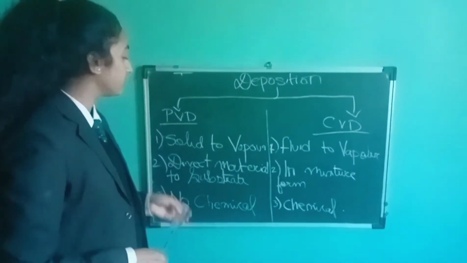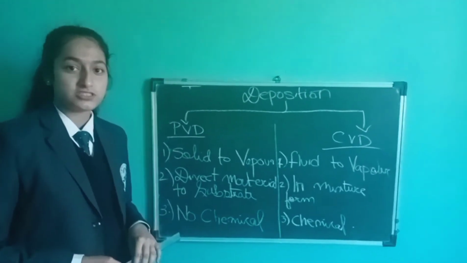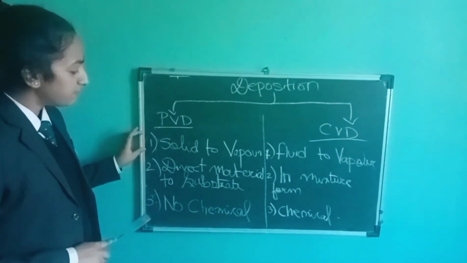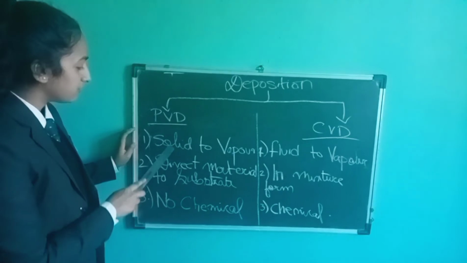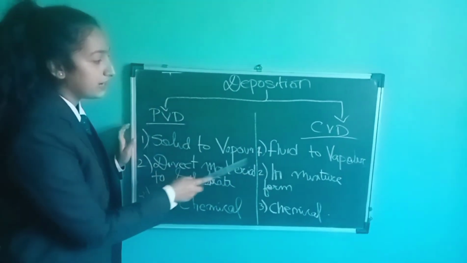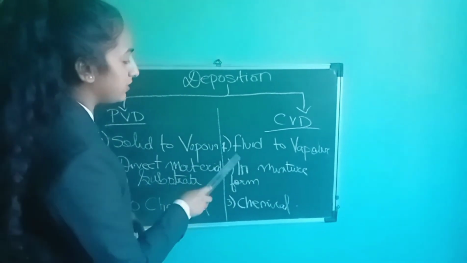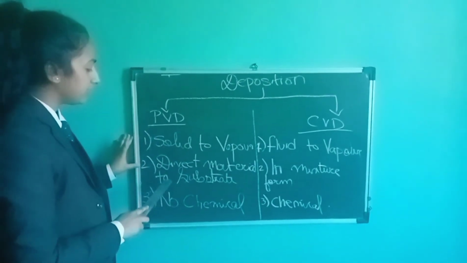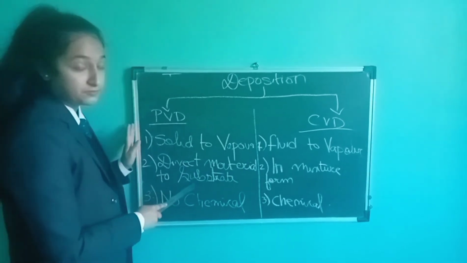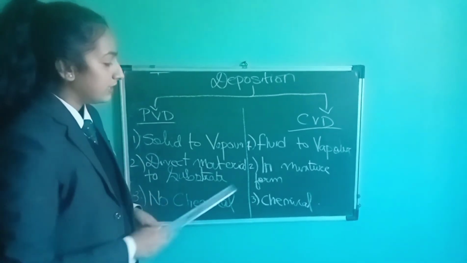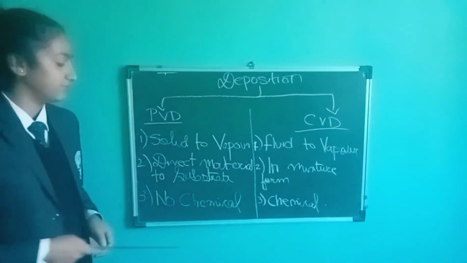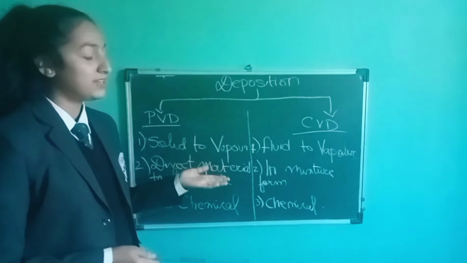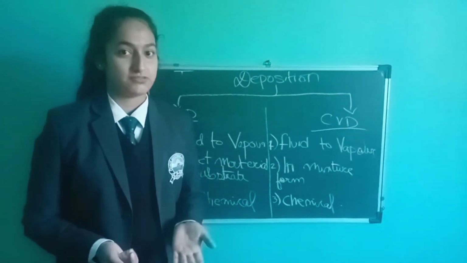Let us learn about the differences between physical vapor deposition and chemical vapor deposition. In physical vapor deposition, we go from solid to vapor, whereas in chemical vapor deposition, we go from fluid to vapor. In physical, we deposit the material directly onto the substrate, whereas in chemical, we use a mixture form. No chemical is used in physical vapor deposition, whereas in chemical vapor deposition, chemicals are used.